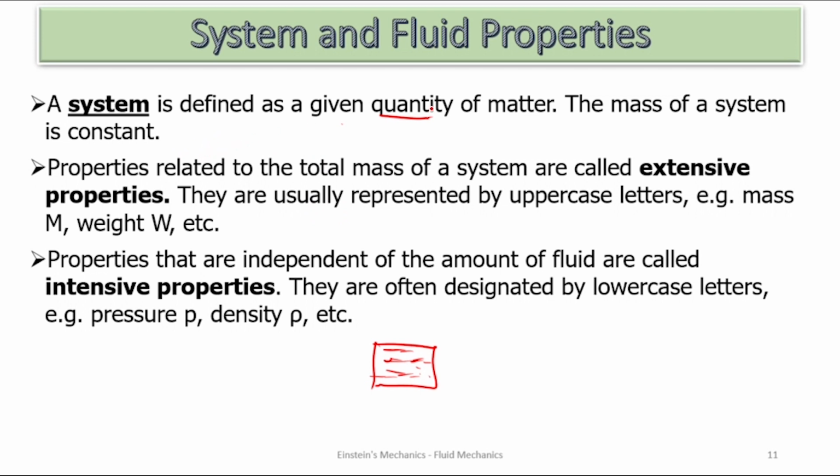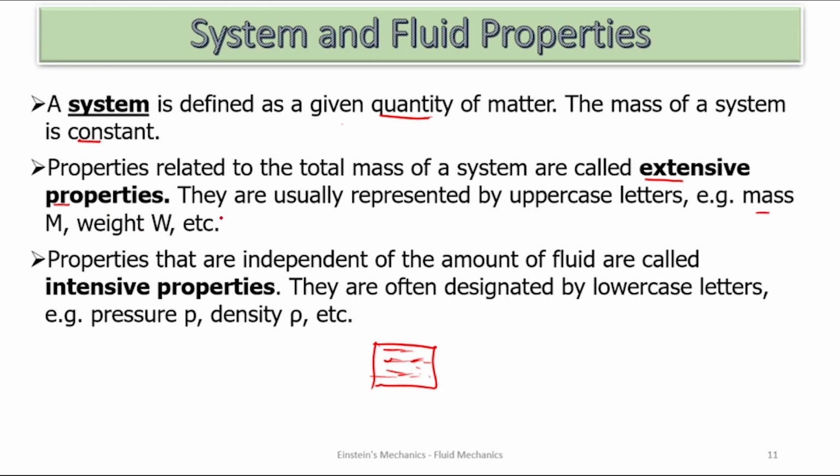My system of what? Study. The mass of a system is constant. We will explain that and we see why. Now let's look at the properties of a particular system. The properties related to the total mass of a system are called the extensive properties. Thus, they are usually represented in uppercase, example, mass, weight, and so on.